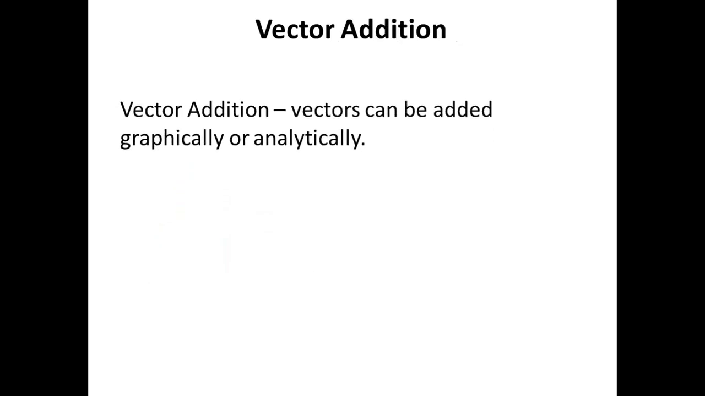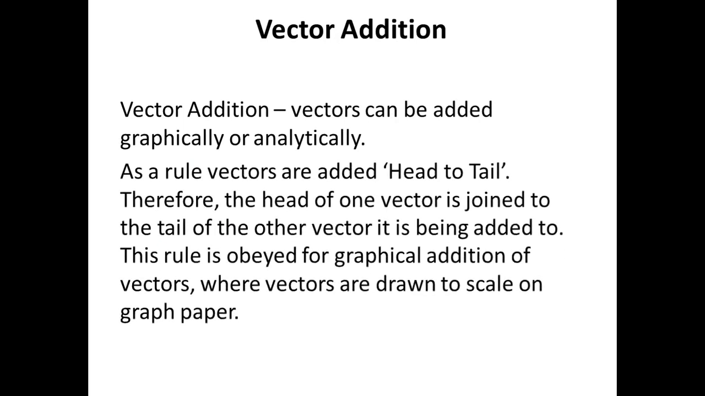Now let's proceed with vector addition. Vectors can be added graphically or analytically. As a rule, vectors are added head to tail. Therefore, the head of one vector is joined to the tail of the other vector it is being added to. This rule is obeyed for graphical addition of vectors, where vectors are drawn to scale on graph paper. Now take note, if we're going to represent the graphical method of vector addition, we're going to incorporate scales here.